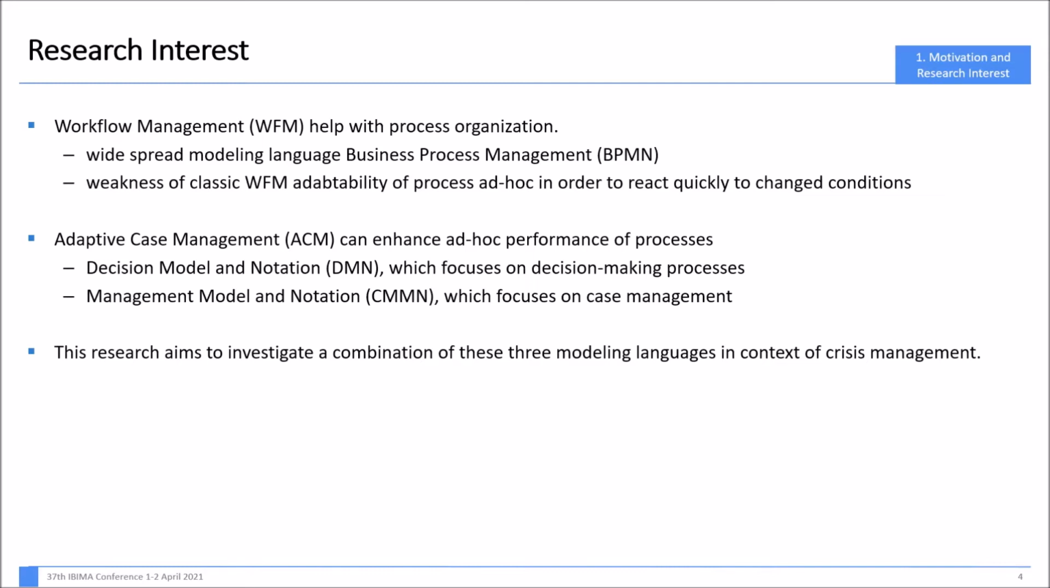These deficits can be compensated for with adaptive case management, in particular case management model and notation, CMMN, which focuses on case management, and decision model and notation, DMN, which focuses on decision-making processes. This paper aims to investigate a combination of these three modeling languages in context of crisis management.